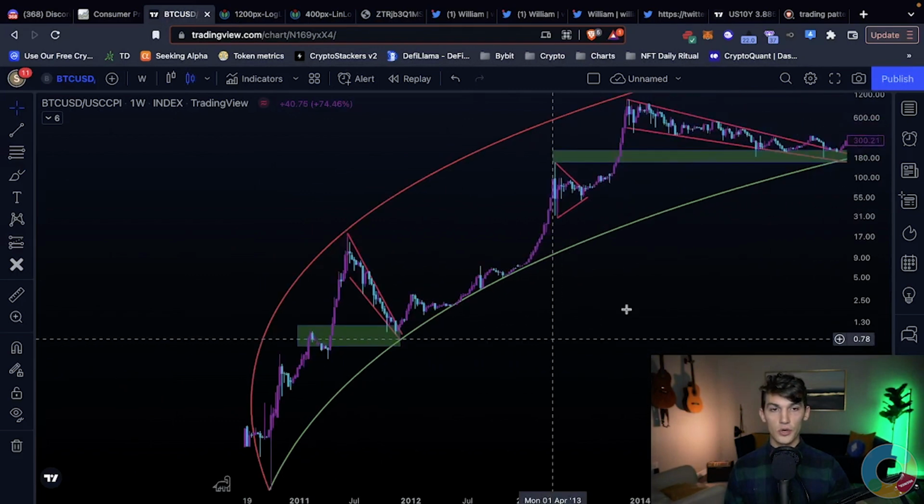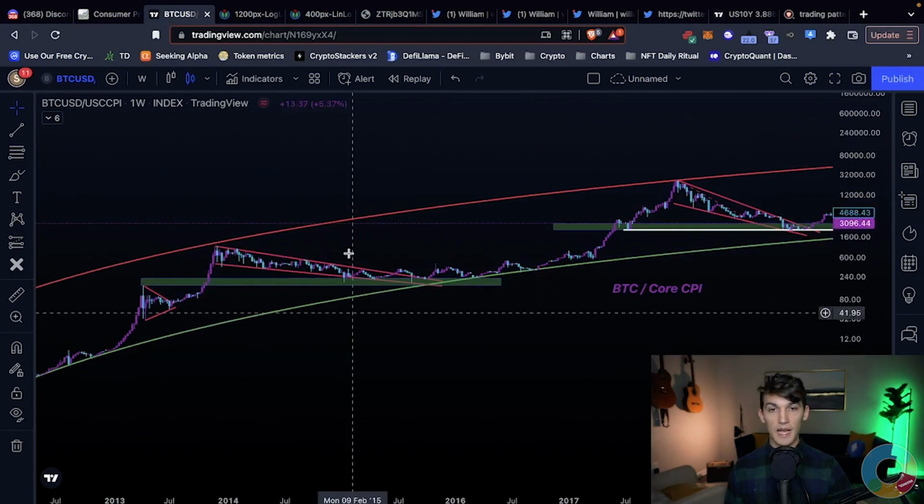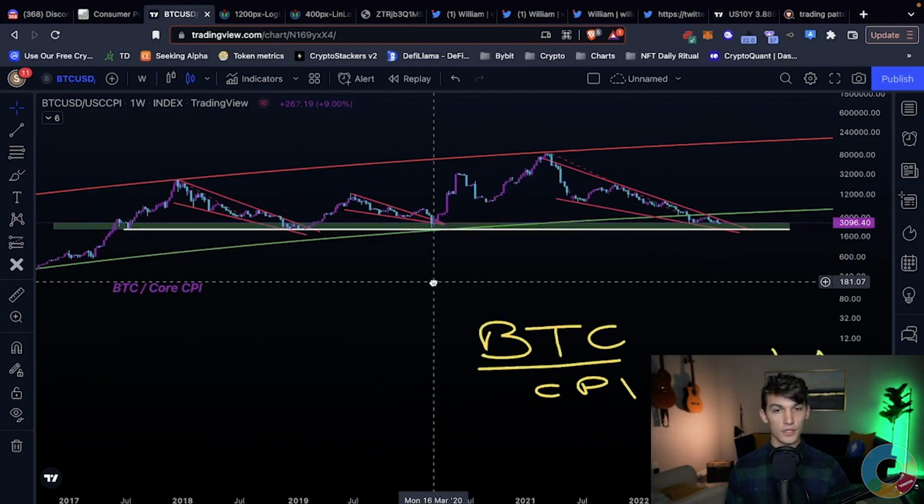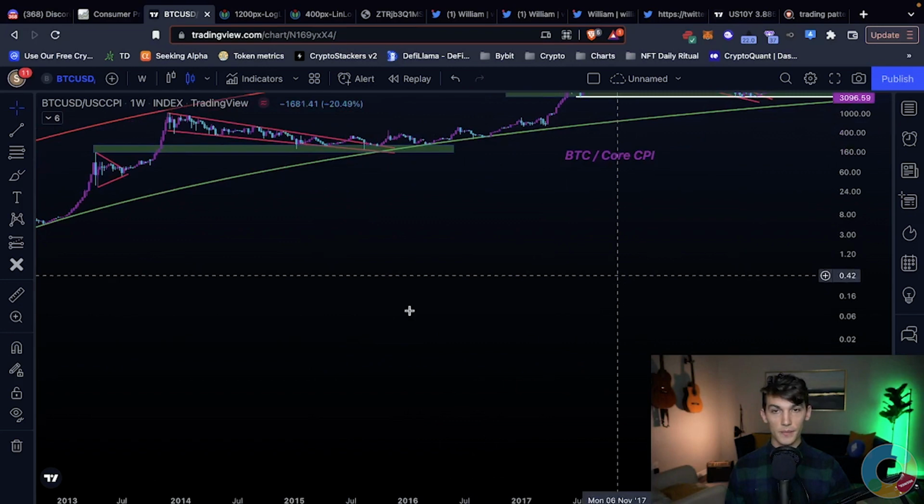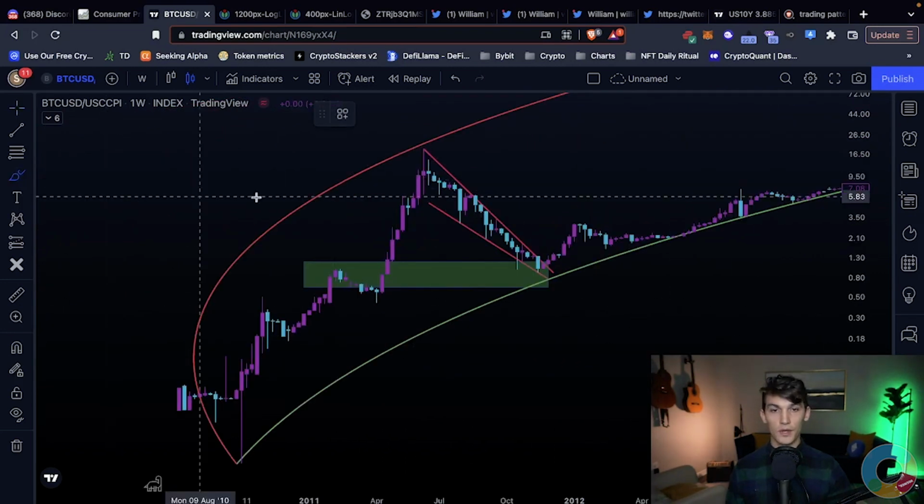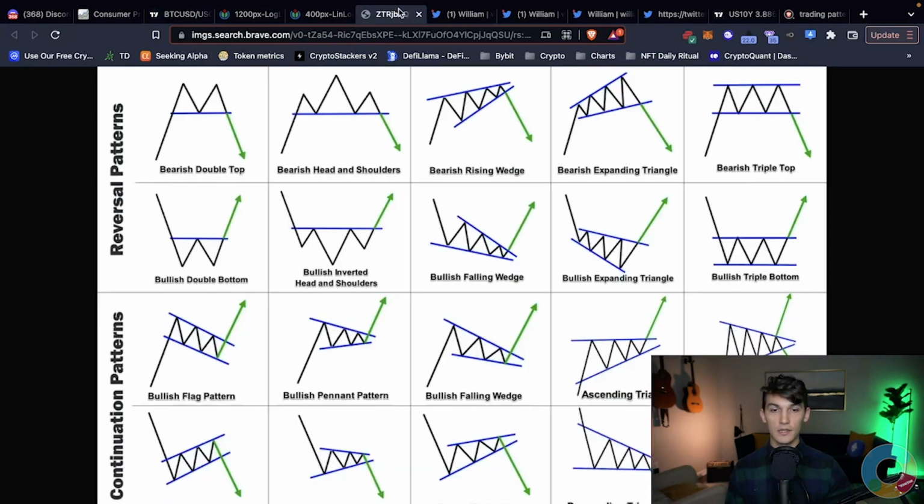So what I want you to notice is this pattern right here that I've denominated in red. This pattern is called a bullish falling wedge, and it's all over this chart. This chart pattern is the MVP of Bitcoin divided by core CPI. So what is a bullish falling wedge? Well, we have this falling wedge pattern, and it looks like this right here. This is a bullish falling wedge right here where my cursor is.